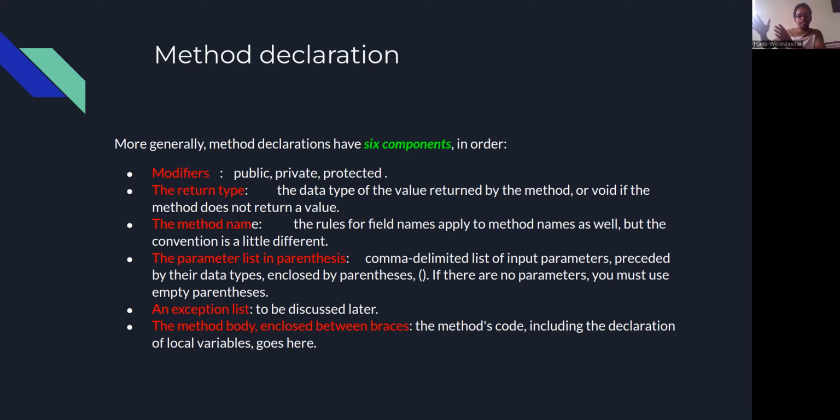The third component is the name of the method. We put the name of the method next to the return type. After that, we put parameters, or we call them arguments. A method may or may not have parameters. If it does not have a parameter, we simply put an empty parenthesis. But if it takes arguments, we put first the data type of the argument, then followed by the name of the argument.